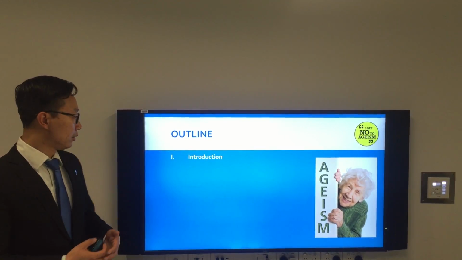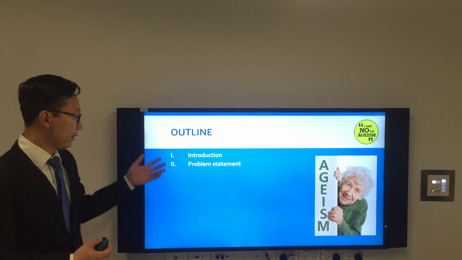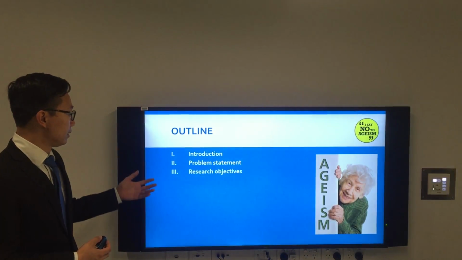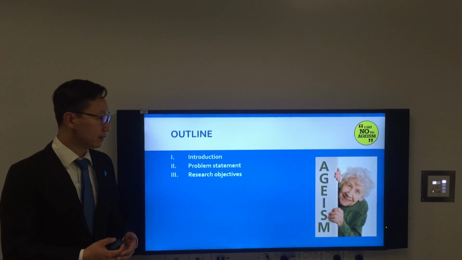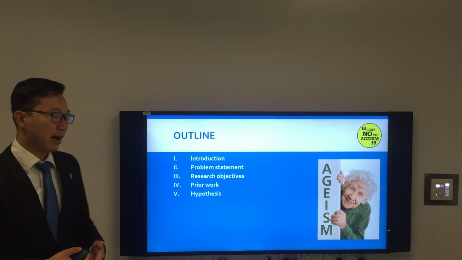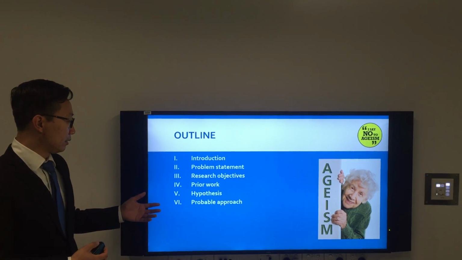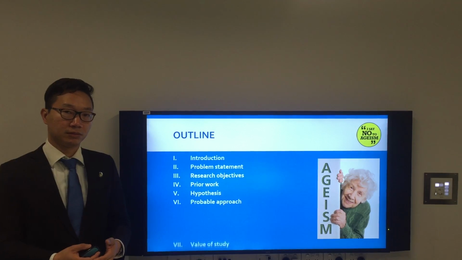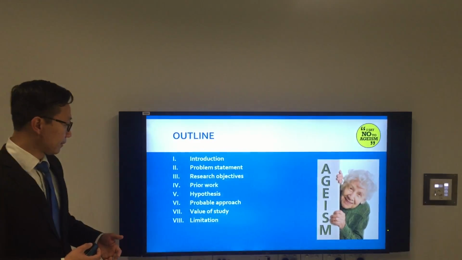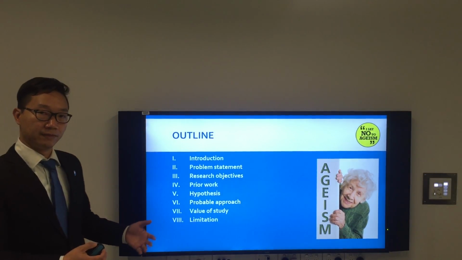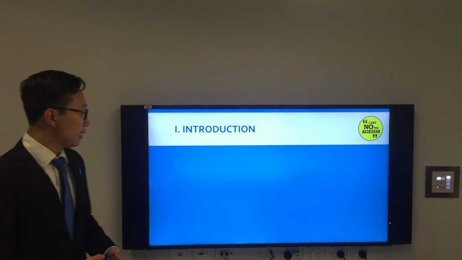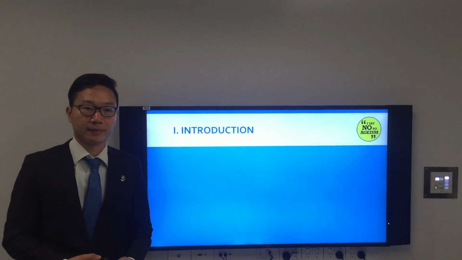My presentation includes 9 parts. The first is an introduction. Second, problem statement. The third, research objective. And after that is prior work. The next one is hypothesis. And after that is probable approach. After that, I will discuss values of study. Then is limitation of research. And last but not least is my references. Now let's start with the introduction.